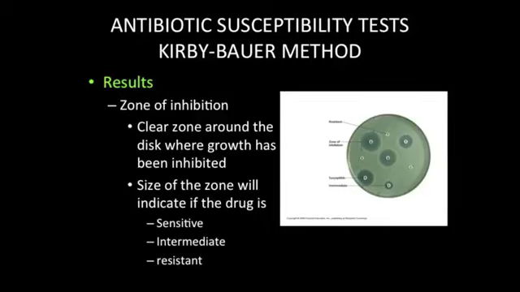If the result is intermediate, it means that higher than normal concentrations are needed to inhibit the bacteria. The effectiveness of the treatment with the drug is uncertain and would likely only be effective if the drug could be administered in higher than normal doses. A result indicating that the bacteria are resistant indicates that the organism is resistant in vitro, in the lab setting. So if it is resistant in the lab, there is a high likelihood that the use of the drug in a patient to treat an infection would fail.